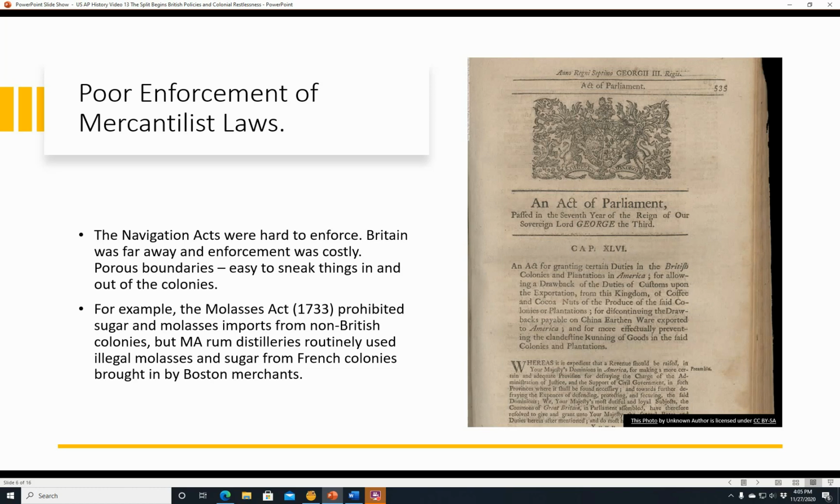But anyway, back to this. For example, the Molasses Act of 1733 prohibited sugar and molasses imports from non-British colonies, but Massachusetts rum distilleries routinely used illegal molasses and sugar from French colonies brought in by Boston merchants.